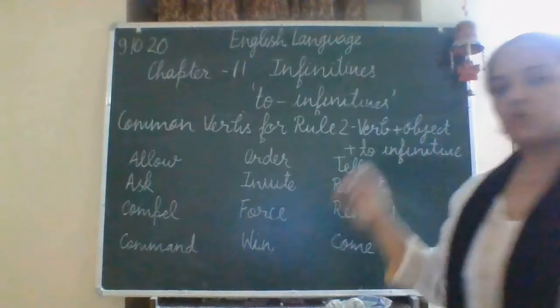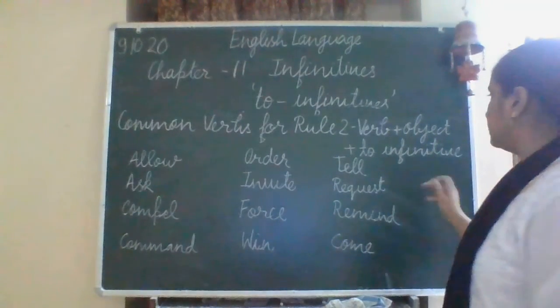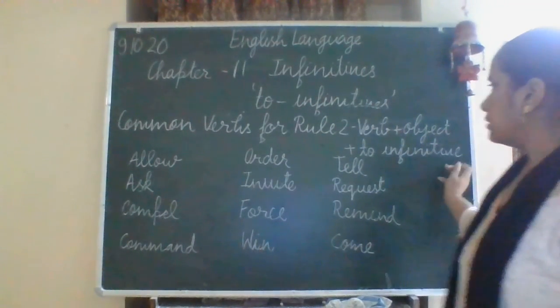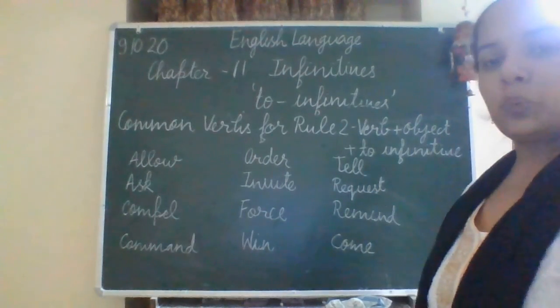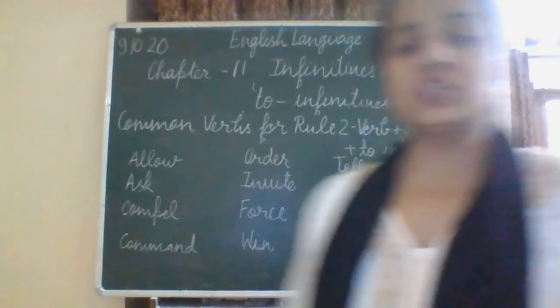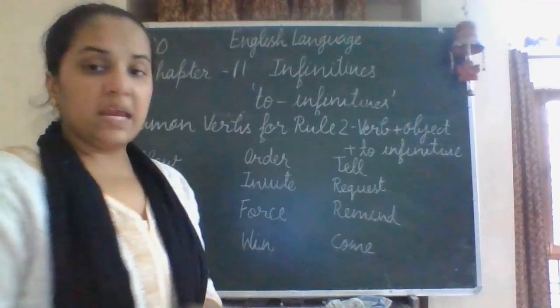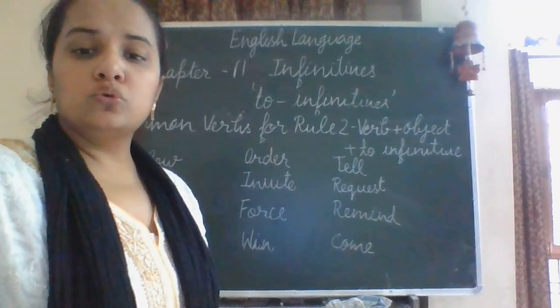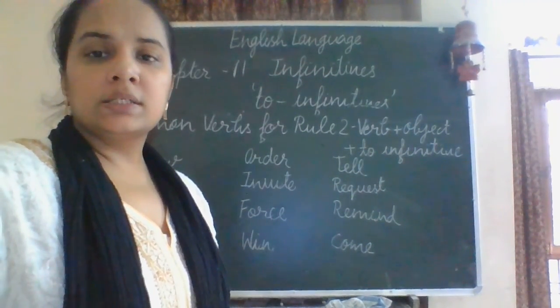These are some common verbs which can be used in the second rule, where there will be an object between the main verb and the to infinitive of the sentence.